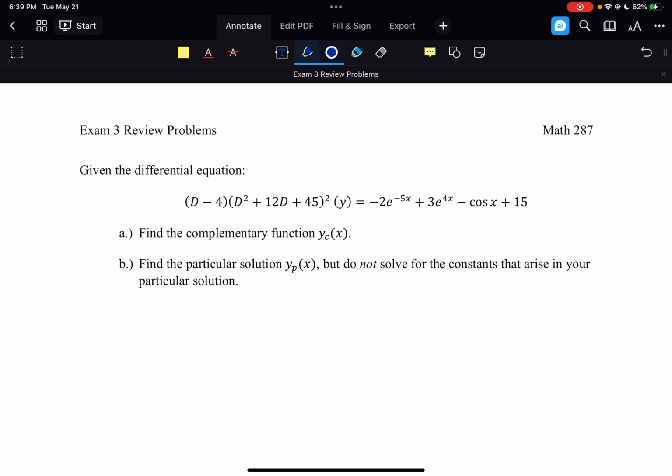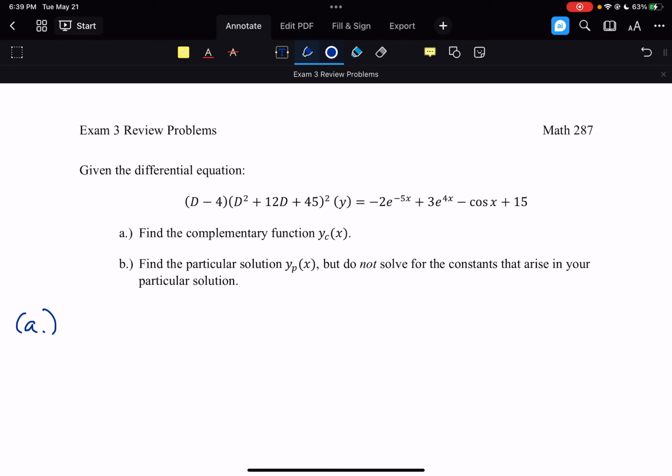with this material. So to start off, we're given a differential equation. This is a non-homogeneous differential equation because we have these derivative factors on the left-hand side, and we have this function on the right-hand side. First, we need to find the complementary function yc, then the particular solution yp, but we will not solve for the constants in that particular solution, so that'll simplify our work a little bit.